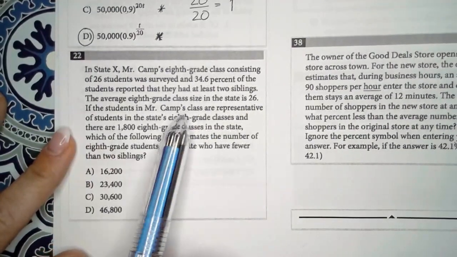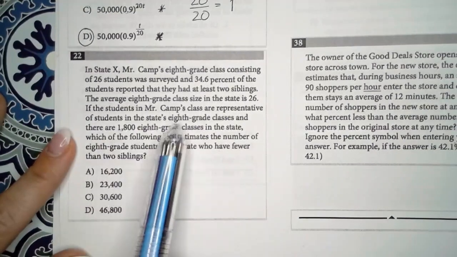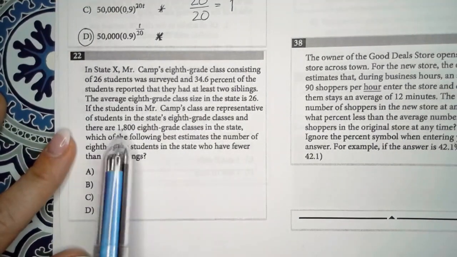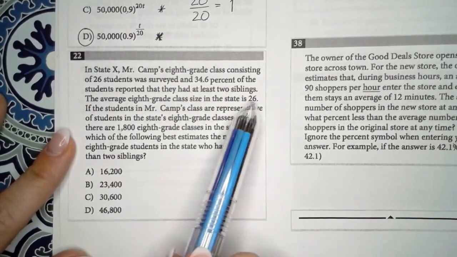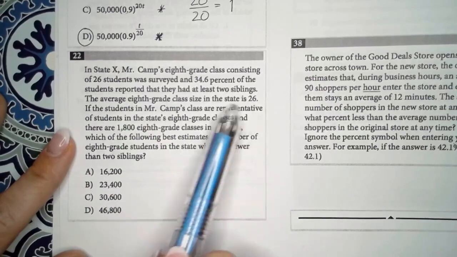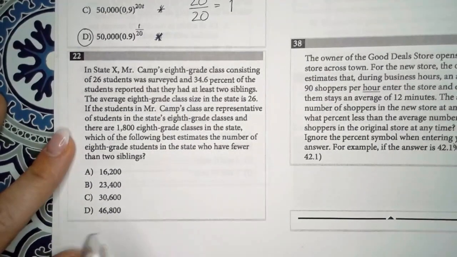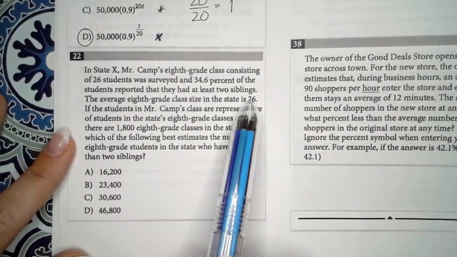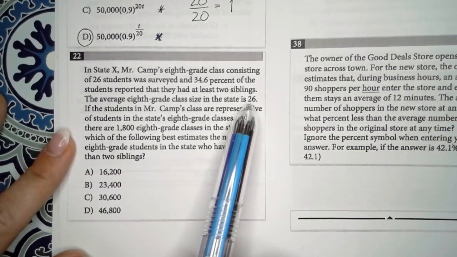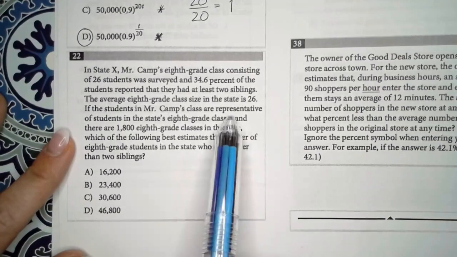If the students in Mr. Camp's class are representative of students in the state's 8th grade classes, and there are this many 8th grade classes in the state, and on average that many kids, can you figure out how many 8th graders there are on average, typical? You have this many 8th grade classes, and about that many kids in each class. Right, you could probably multiply to figure out how many 8th graders there are.